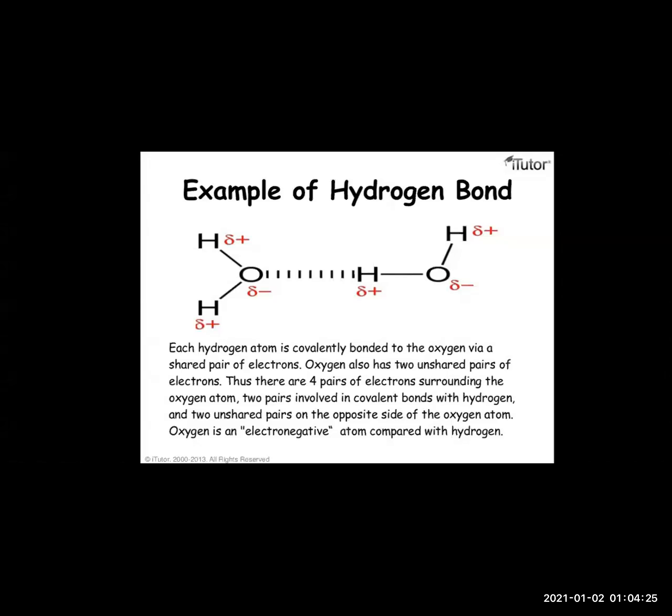So here we can see there are four pairs of electrons surrounding the oxygen. But when there is a formation of a hydrogen bond, the two unpaired electrons on the opposite side of the oxygen atom are shared with the hydrogen atom. So here oxygen is electronegative, compared to hydrogen, and hydrogen is electropositive. So the negative atom gets attracted towards the positive one. Okay, this is what is happening in the hydrogen bond.